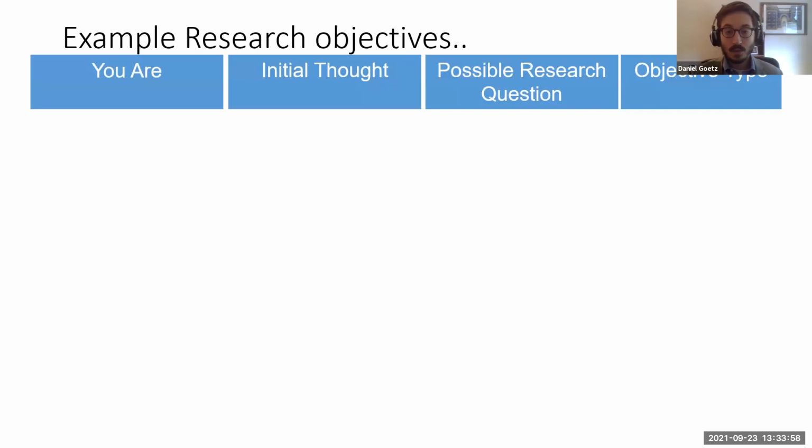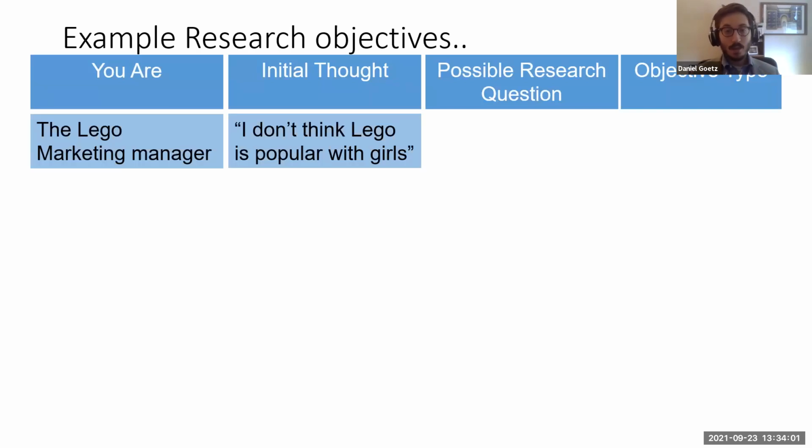So first one, suppose that you're the marketing manager for Lego. So what's Lego? It's a company that makes toys. They make the little blocks that you put together and you build different things with. So you're the marketing manager for Lego, right? And your initial thought, maybe from talking to a friend or a parent, you realize, oh, I don't think that Lego is very popular with girls. I think maybe only boys play with Lego, right? So you have that thought, right?